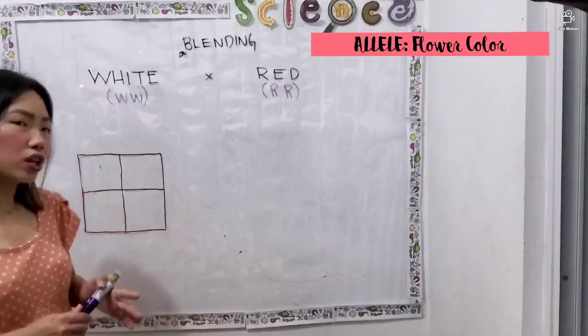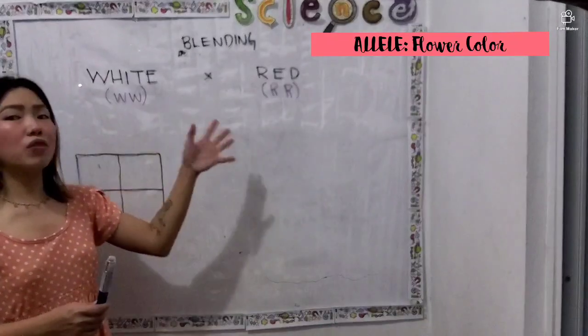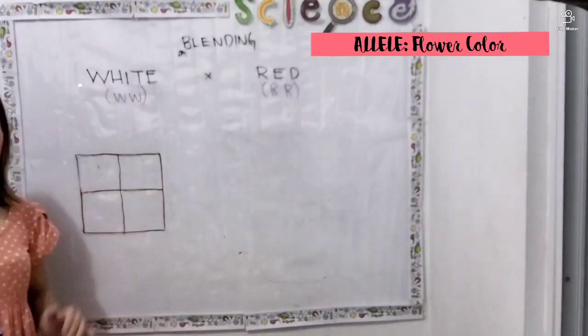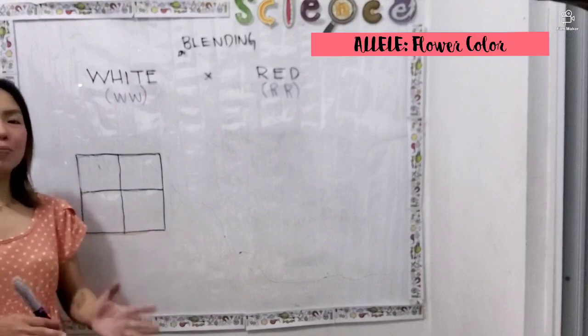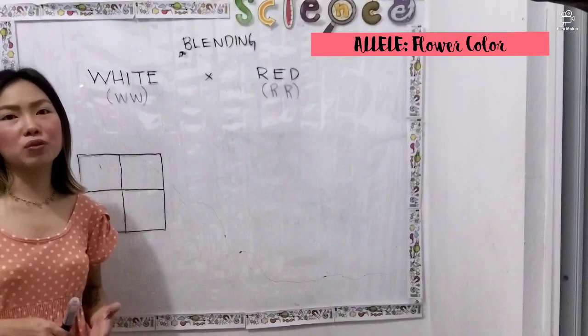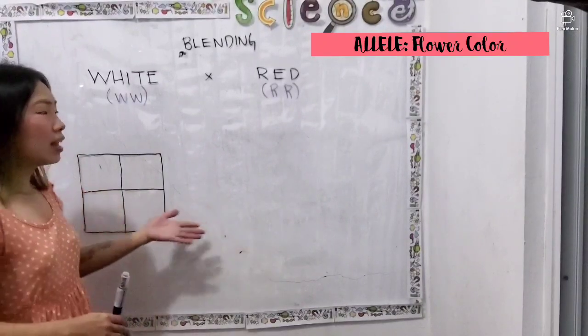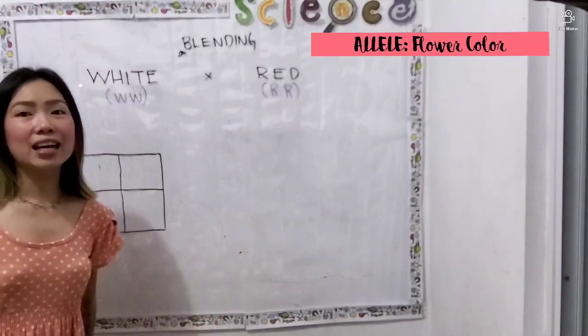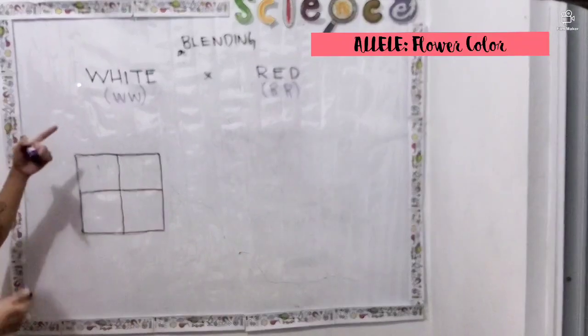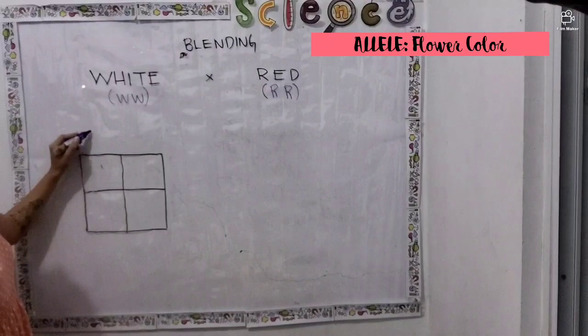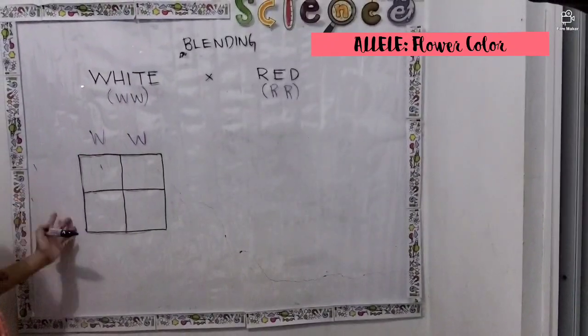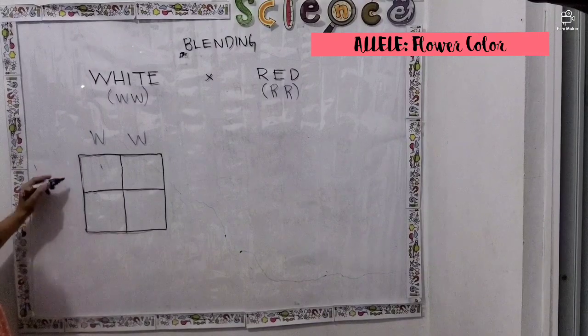So let us crossbreed the white and the red flower using our Punnett square. Kaya nireview natin si Punnett square at si monohybrid cross on the first part of our video para dito dire-diretso na natin siyang gagawin. So ilagay natin sa taas si white, so we have W, and then on the side, doon natin ilagay si red, which is R.